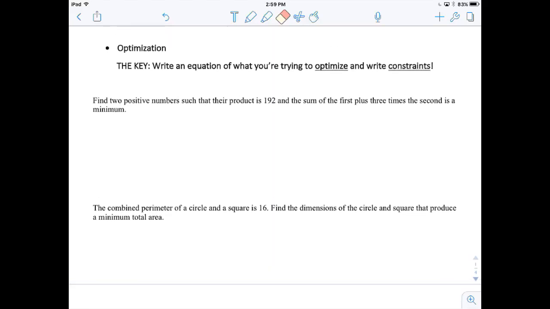So remember with optimization, your key here is that you want to figure out what you're trying to optimize. And when you see optimize, you should be thinking max or min. And then also think about what your constraints are. Constraints are like your limiting factors, right? We need to be able to put those into equations. So let's start with a simple one, and then we'll get into one where we have a little bit more interesting algebra, because we're really starting with our simplest case here.